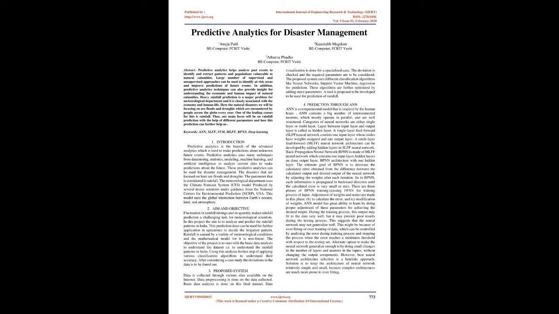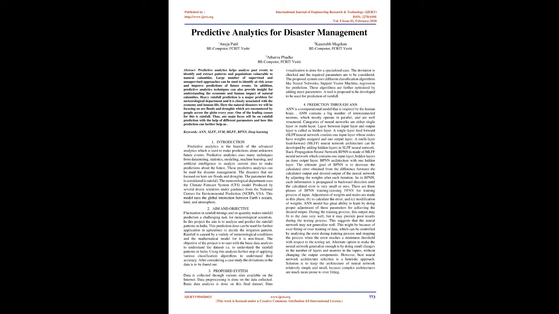The objective of the project is to start with basic data analysis to understand the dataset, i.e. to understand the rainfall patterns in India. Using this analysis, the further step is applying various classification algorithms to understand their accuracy. After considering a case study, the deviations in the data are to be found out.